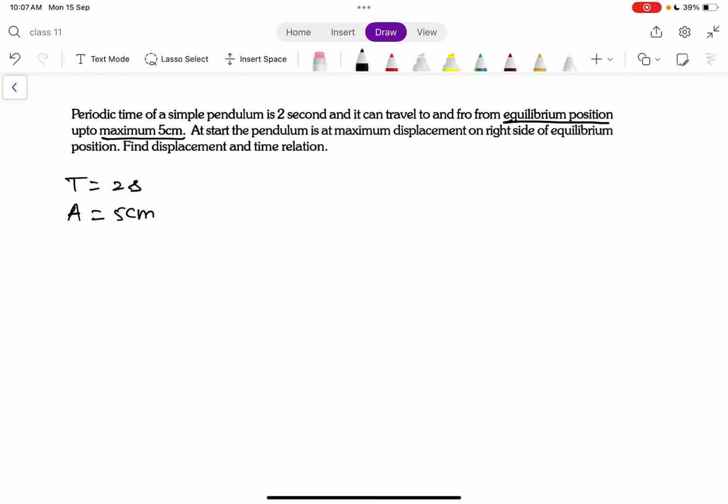The maximum distance from the mean position to the extreme position is our amplitude, and here it is given as 5 centimeter. So amplitude is 5 centimeter.